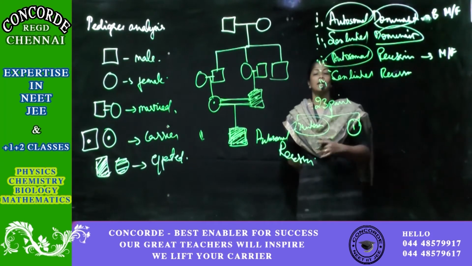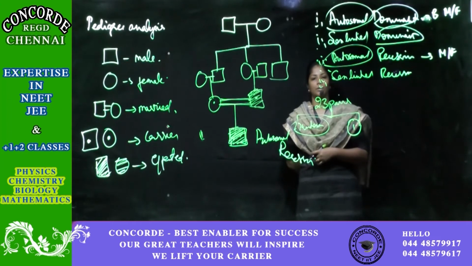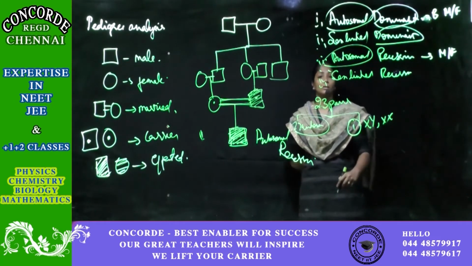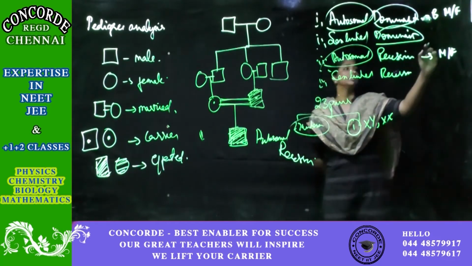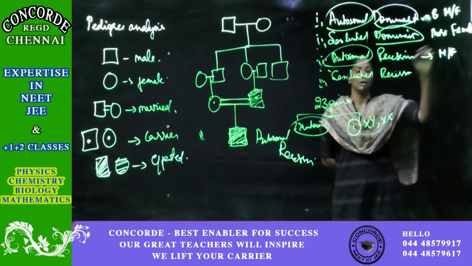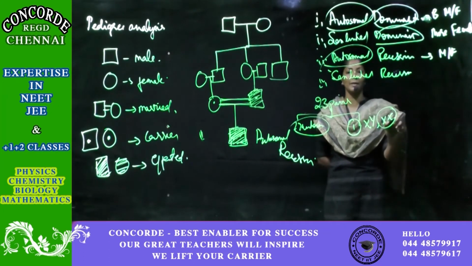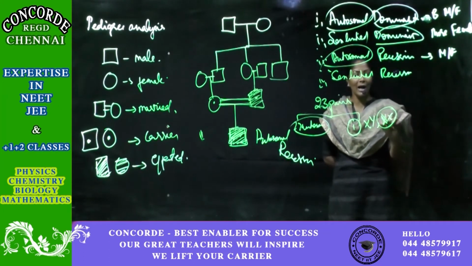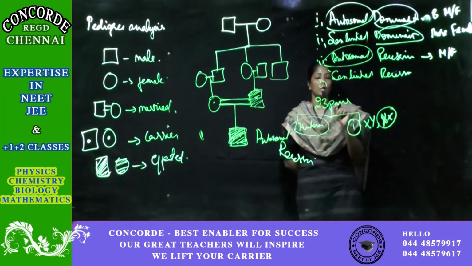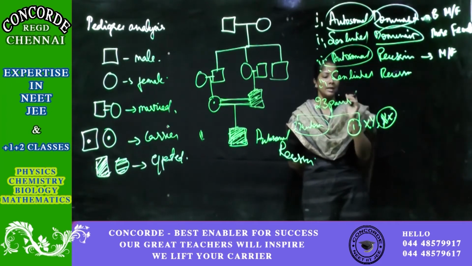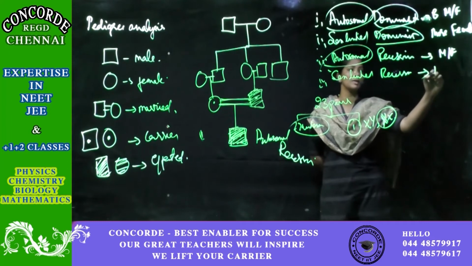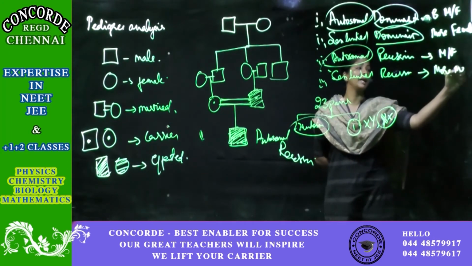In sex-linked, which concerns only your XY and XX, in sex-linked dominant, more females are affected. Why? Because females have two copies of X. So though you have one affected X, a female will be affected because it is a dominant disease. So in a sex-linked dominant disease, more females are affected, whereas in sex-linked recessive disease, more males are affected.